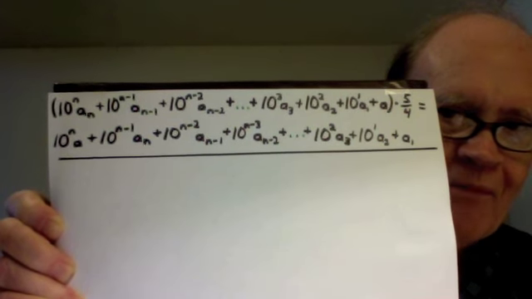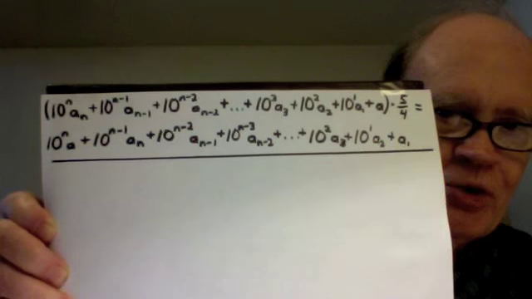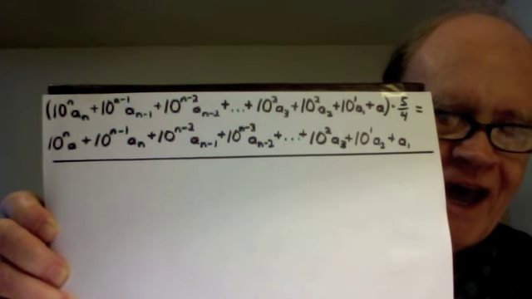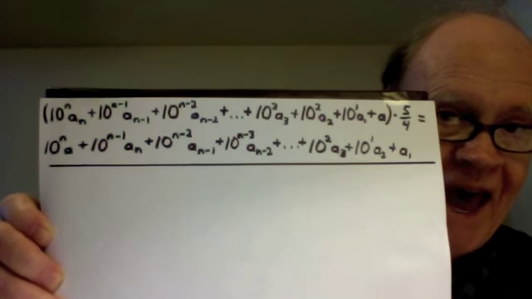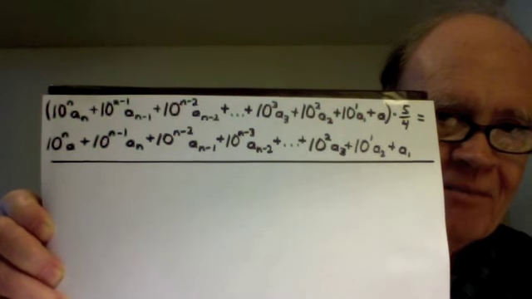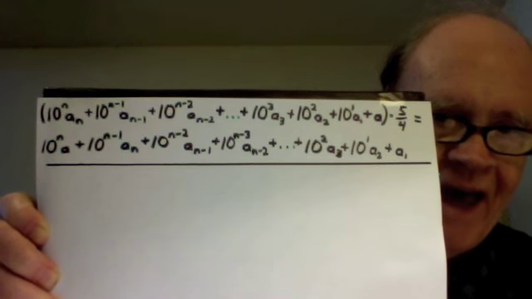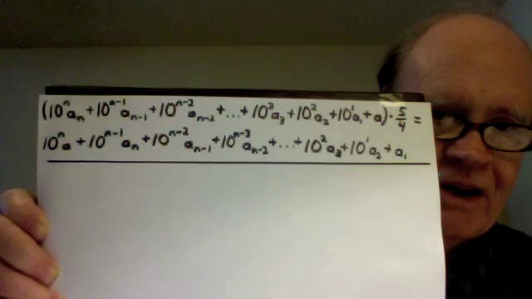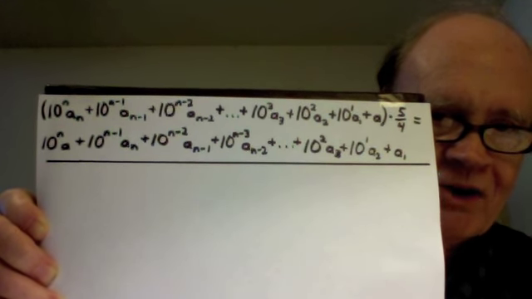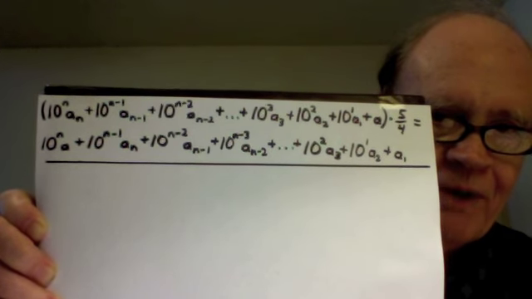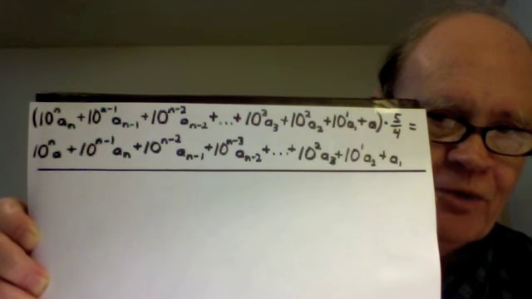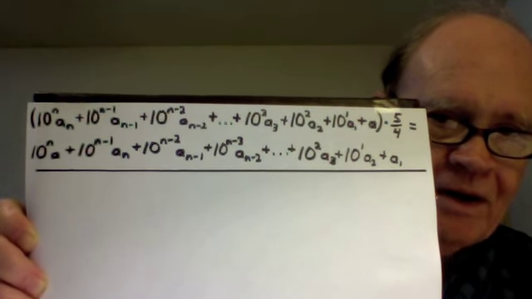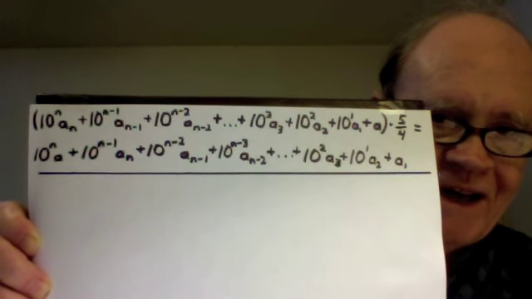All of that value multiplied by 5/4 gives us the new number, in which that ones digit a is moved to the extreme left, and so we have 10 to the n power times a plus 10 to the n minus 1 power times a_n, plus 10 to the n minus 2 power times a_(n-1), plus 10 to the n minus 3 power times a_(n-2), and so on, plus, approaching the right end of the new number, 10 to the second power times a_3, plus 10 to the first power times a_2, plus a_1.